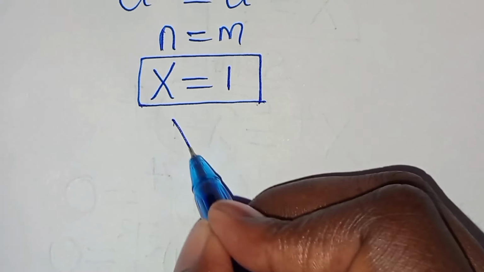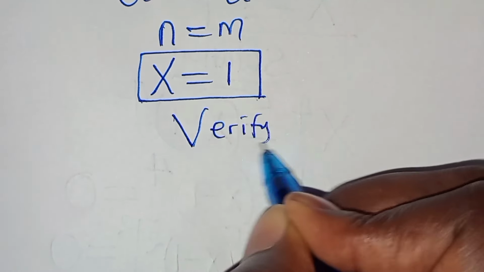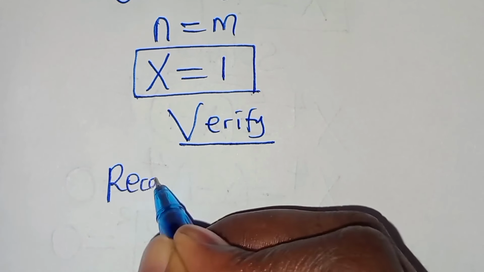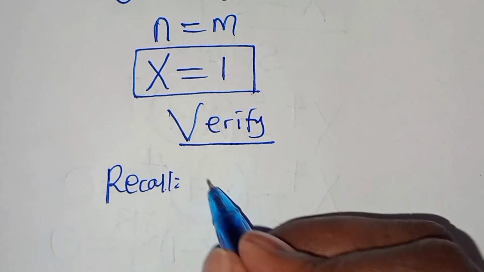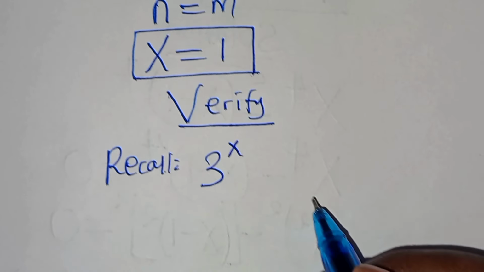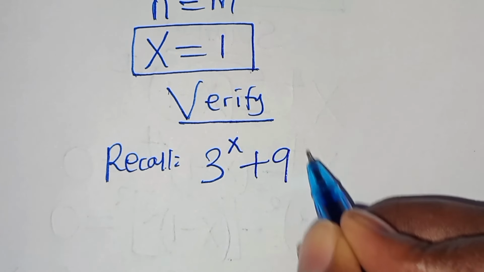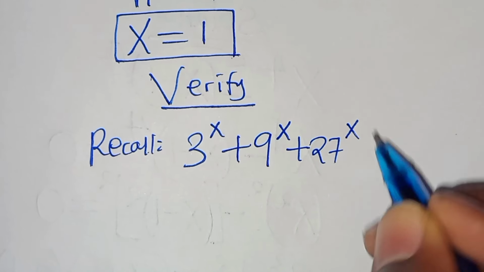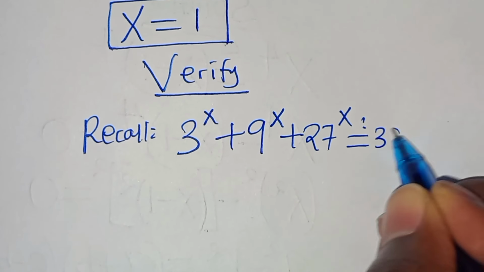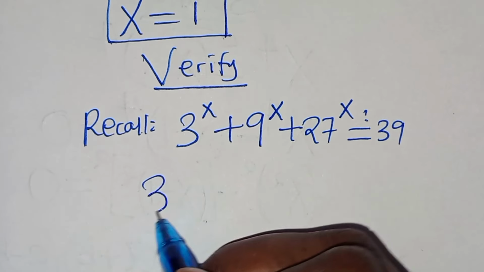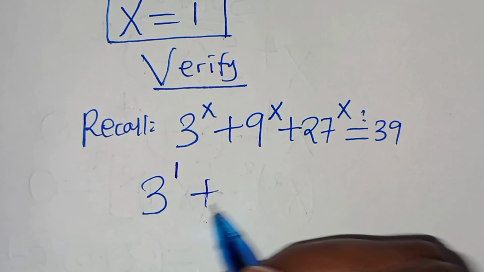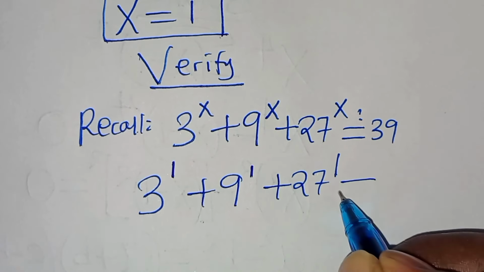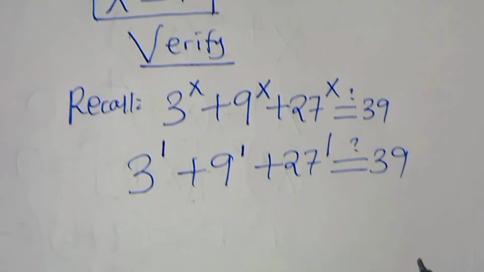Now let's verify that this value of x satisfies the equation. If you recall, we had 3 to the power of x plus 9 to the power of x plus 27 to the power of x. This should give us a value of 39. So this is 3 to the power of x, which is 1, plus 9 to the power of 1, plus 27 to the power of 1. This is supposed to give us a value of 39.